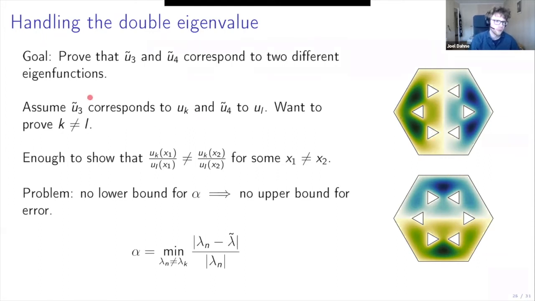So assume that u3 tilde corresponds to u_k and u4 tilde corresponds to u_l. We want to prove that k is not equal to l. It would be enough to prove that the quotients at two different points are not the same, because then they cannot be linearly dependent. So this would be enough if we could prove it. However, we don't have a lower bound for alpha. Remember that to get these L infinity bounds, we need a lower bound for alpha, which we don't have because it's a double eigenvalue. So we get no upper bound for the error, which means that we can't prove this directly.